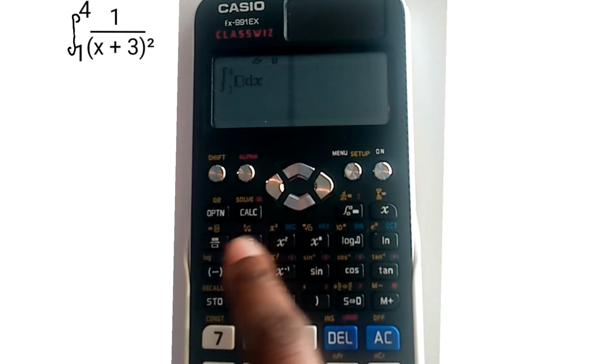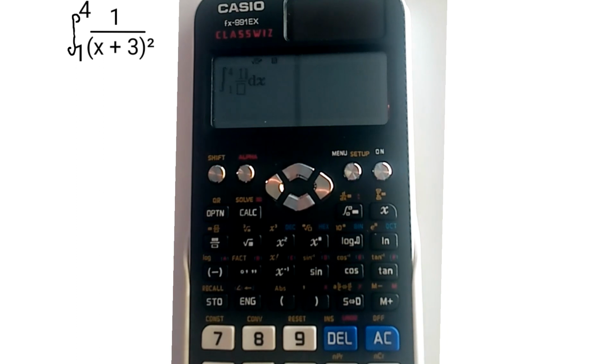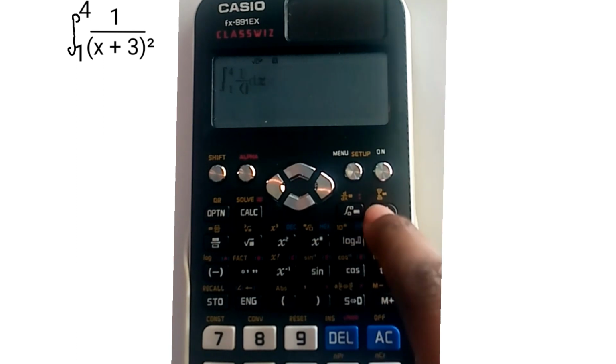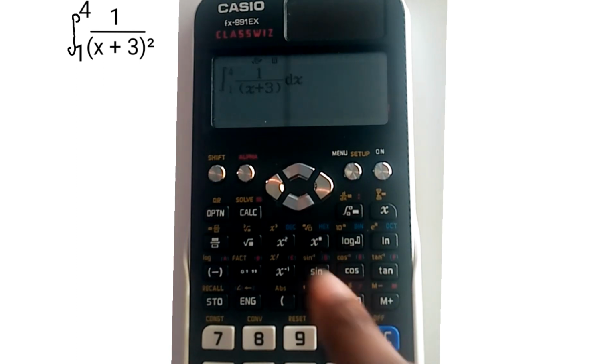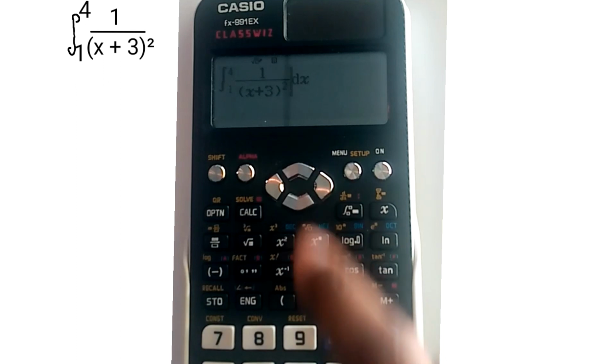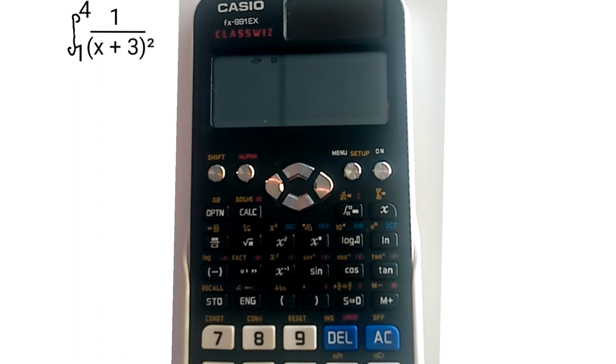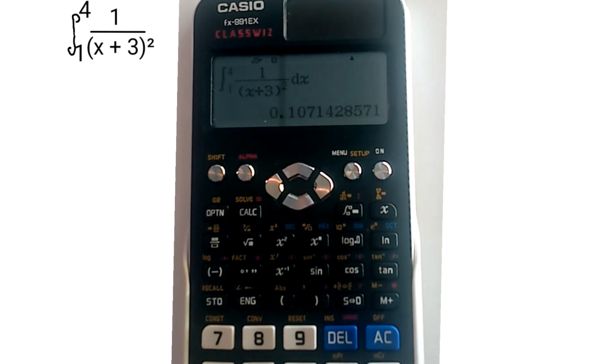Now we press the fraction key and we input the numerator, which is 1, arrow, down arrow, brackets x plus 3, close brackets, square. Remove the arrow, press the equal sign, and we will get 0.1071428571.